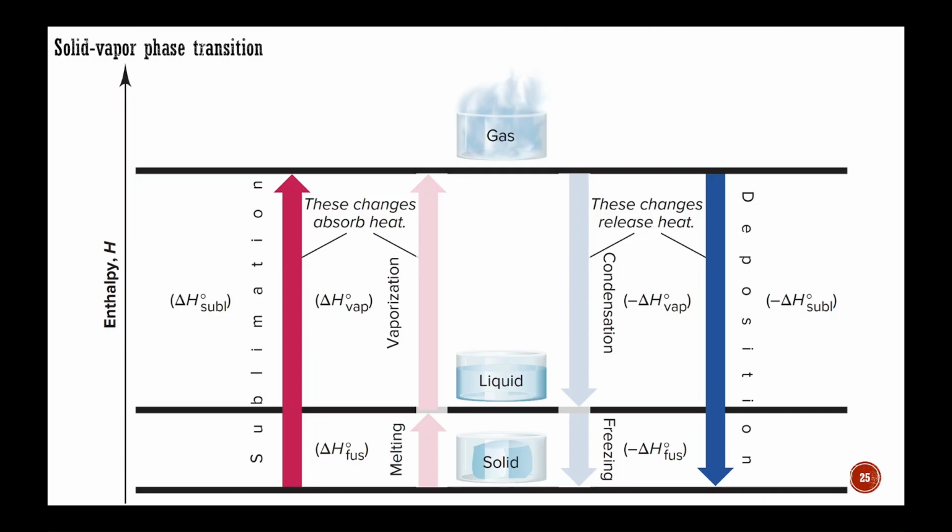The final phase transition we should cover is the solid-vapor phase transition. Solids can be vaporized, so they also have a vapor pressure. Sublimation is the process by which molecules go directly from the solid phase to the vapor phase. The reverse process, in which molecules go directly from the vapor phase to the solid phase, is called deposition.